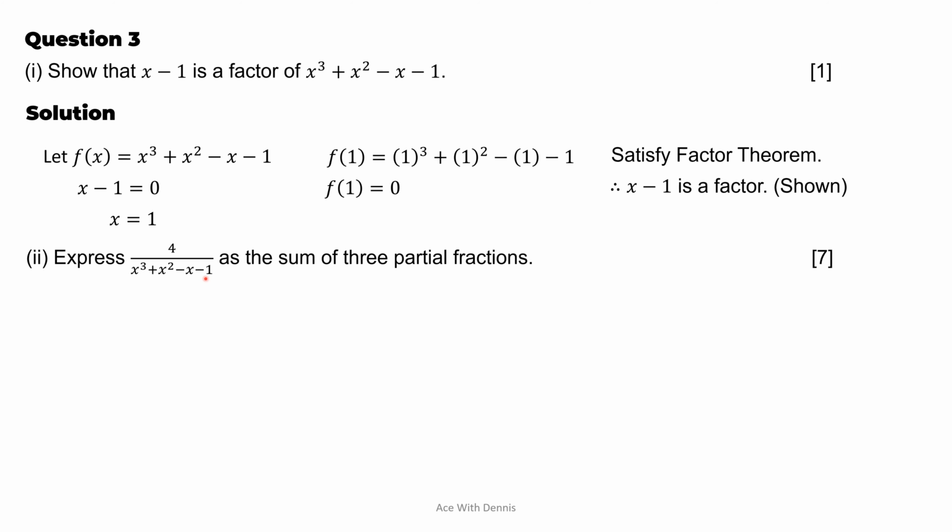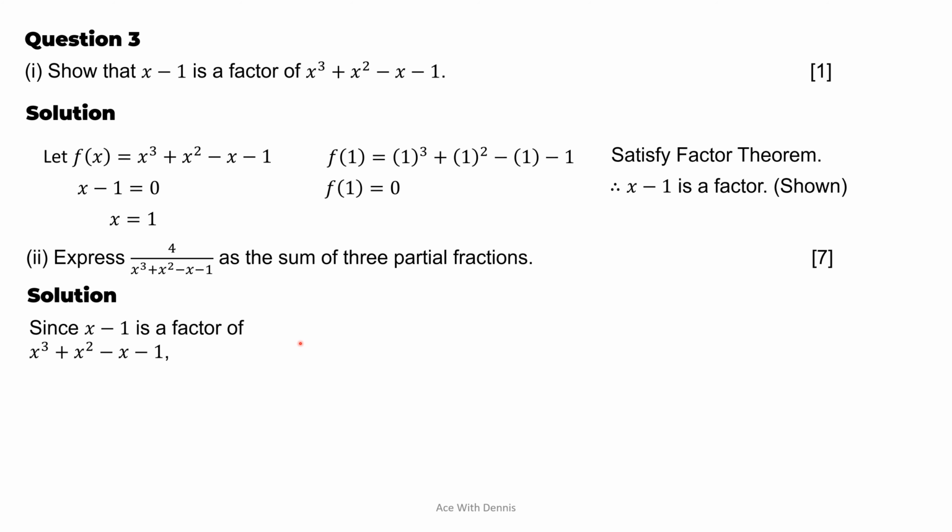Part 2. Express 4 over x cubed plus x squared minus x minus 1 as the sum of 3 partial fractions. 7 marks. You can notice that the denominator is this expression, x cubed plus x squared minus x minus 1. The solution is, first we want to try to factorize the denominator. We already know one of the linear factors is x minus 1. Hence, we can find the quadratic factor.